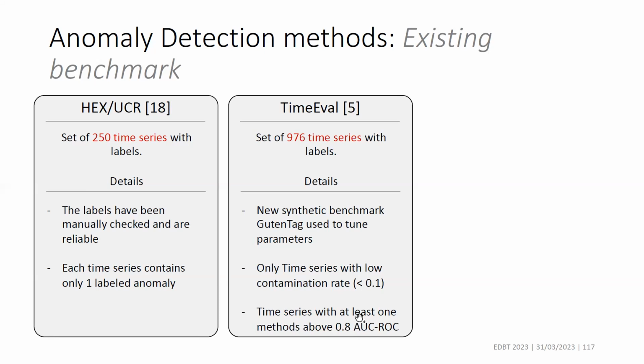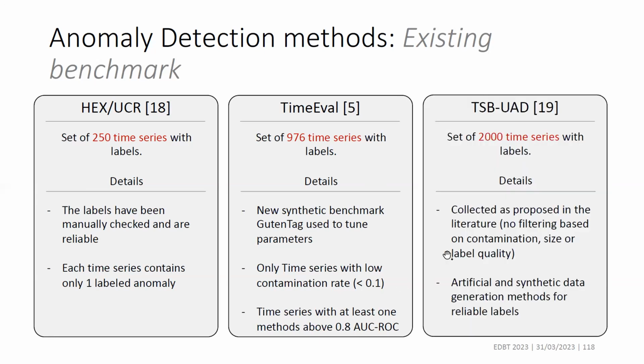So this means that they only kept time series for which at least one method is working well. This is a way to avoid the case where you have a time series and everybody fails. It might be that these time series are not correctly labeled. It might also be that all the methods proposed are not working, but it's a possibility that it's badly labeled. So it's preferable to remove them. This is their philosophy in this benchmark.